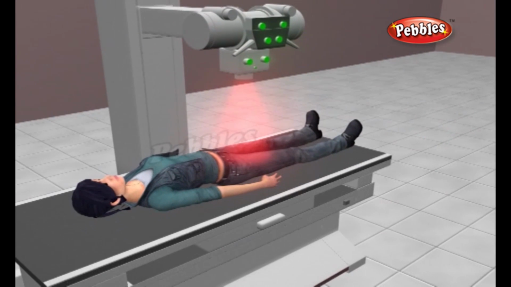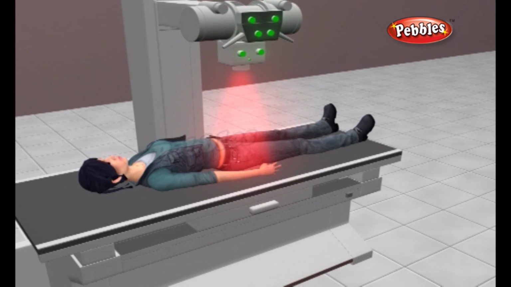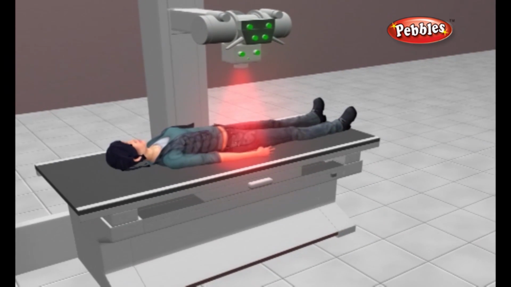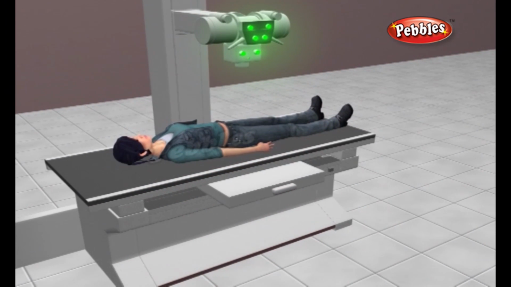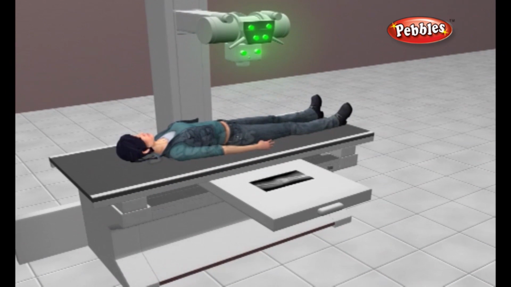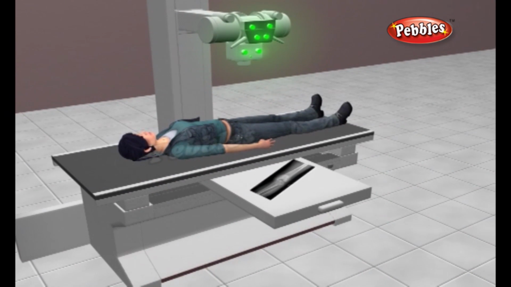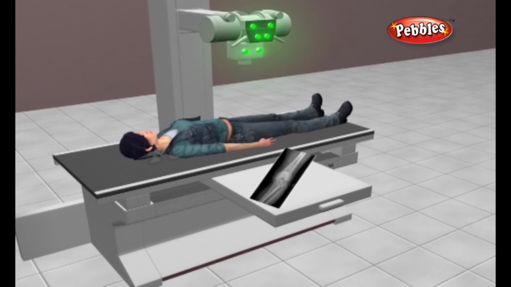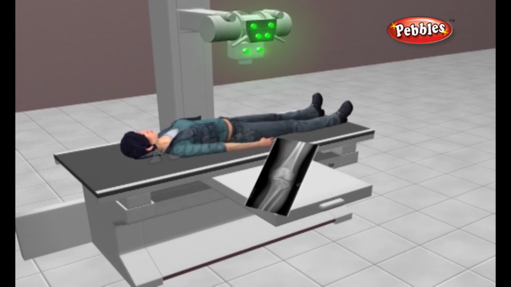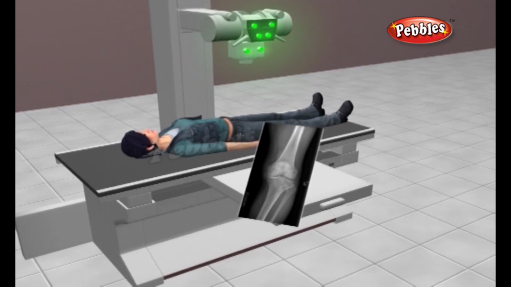As the X-ray energy passes through the patient's body, the photons of the beam reach the film and cause a chemical reaction. The areas where X-ray energy passes through the body become black, while the areas where energy is absorbed by the bones appear white. This process produces a radiograph, which is commonly referred to as an X-ray.